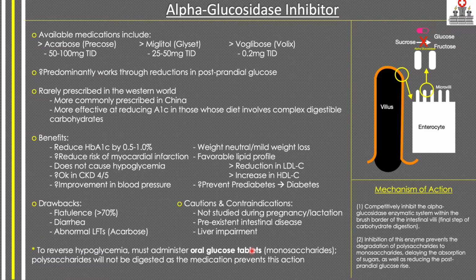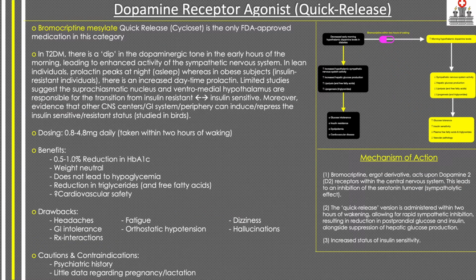Now, with that in mind, let us go now to the next medication class. So let us now consider the dopamine receptor agonist class of medications.